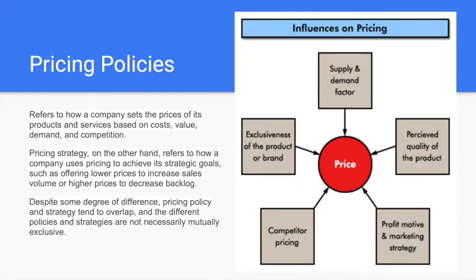This refers to how a company sets the price of its products and services based on costs, value, demand, and competition. Pricing strategy, on the other hand, refers to how companies use pricing to achieve strategic goals, such as offering lower prices to increase sales volume or higher prices to decrease backlog. Despite some degree of difference, pricing policy and strategy tend to overlap, and different policies and strategies are not necessarily mutually exclusive. So, we're going to look at a lot of different things as far as how the prices are set on certain things.